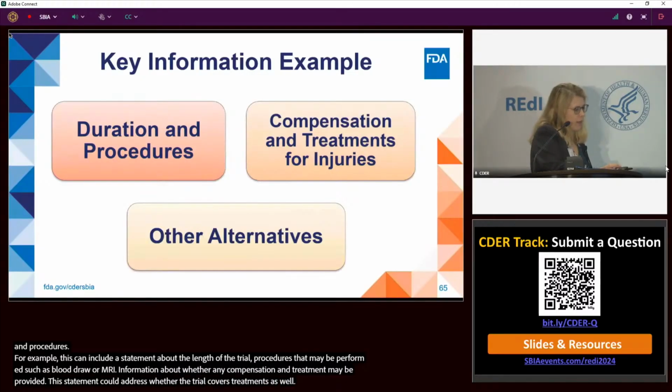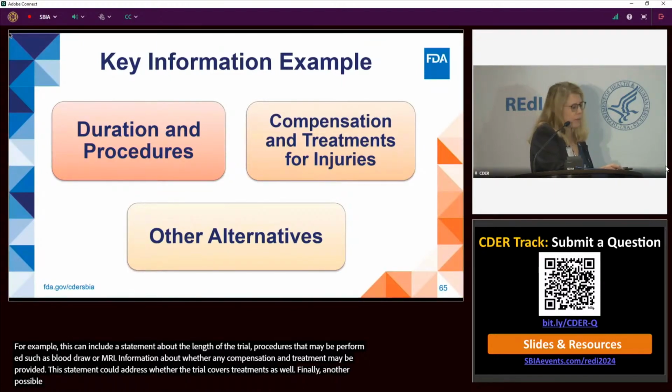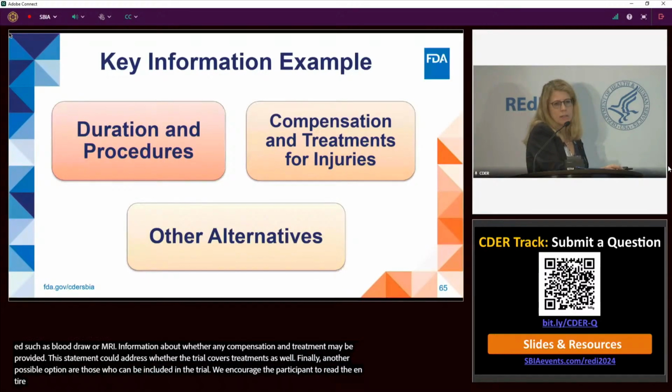And finally, another possible option could be to include other alternative procedures that may be appropriate for the participant in the trial. We encourage the participant to read the entire consent and to seek more information with their physicians about what's appropriate for them, and also with the research team.